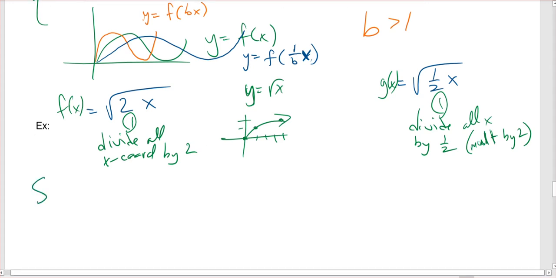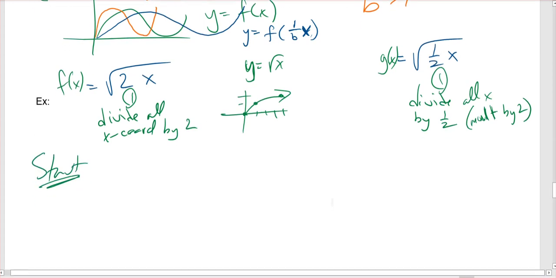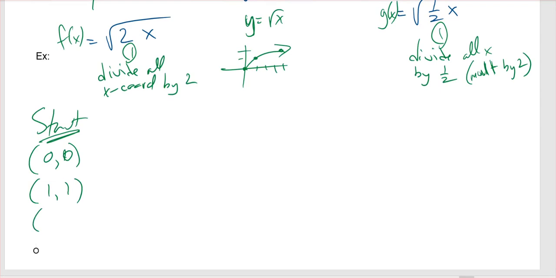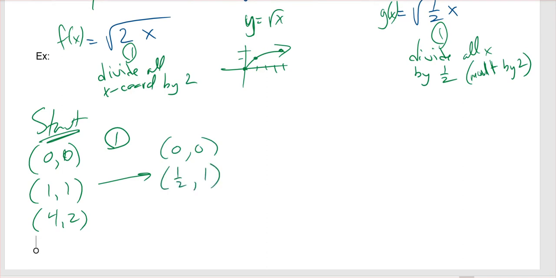Okay, so we can start at the points that we know have to be there. We've got to have (0, 0), (1, 1), (4, 2). Then we do our transformation. We're going to divide all x coordinates by 2. So 0 divided by 2 gives you 0. 1 divided by 2 gives you 1/2. 4 divided by 2 gives you 2. And there we go, that's it.